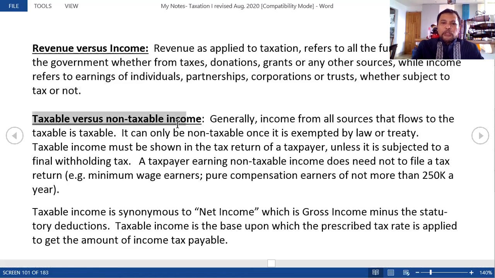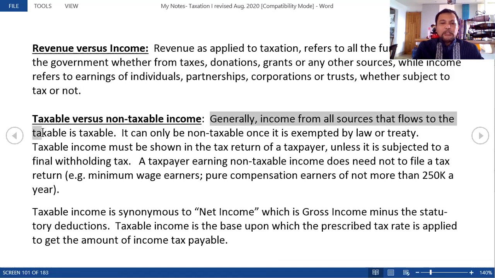Then we now differentiate taxable income versus non-taxable income. So there should be an income here. Taxable income versus non-taxable income. So generally, income from all sources that flows to the taxpayer is taxable. This should be a taxpayer. Sorry for the confusion. So all income that flows to the taxpayer is taxable.